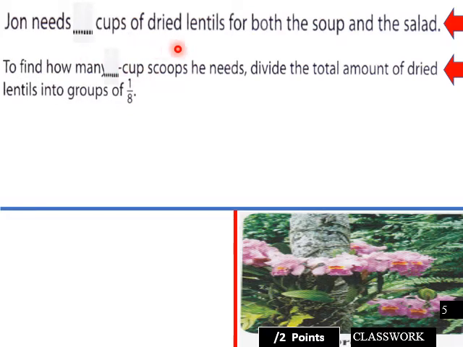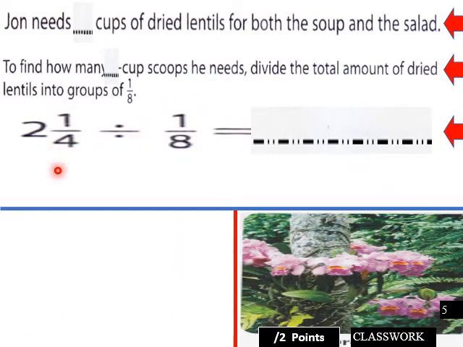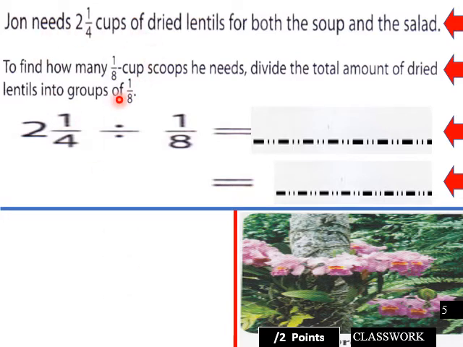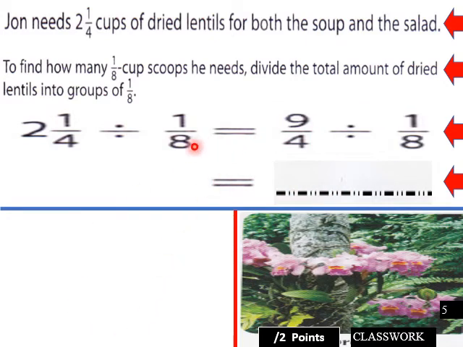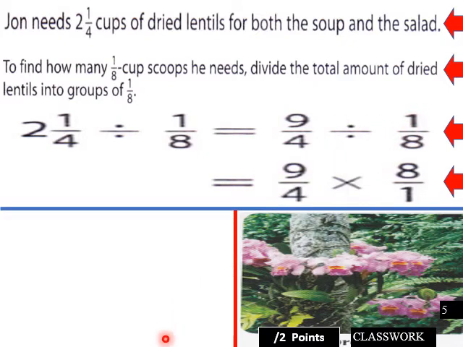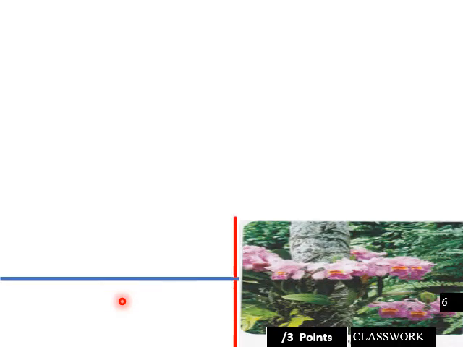So he needs blank cups of dried lentils for both soup and salad. We know that already. And he needs to divide the total by 1/8. So 2 1/4 divided by 1/8 equals what is the question. Somebody come to the board and do your work here, or we can pop the question if nobody knows. So there's our 2 1/4, 1/8 cup scoops. What's this though? 9/4 divided by 1/8. Now what do we do to complete our division here? What do we have to do to our divisor? We flip it and then we multiply. So what's this number here? Somebody come to the board, put your answer here. What is that solution?